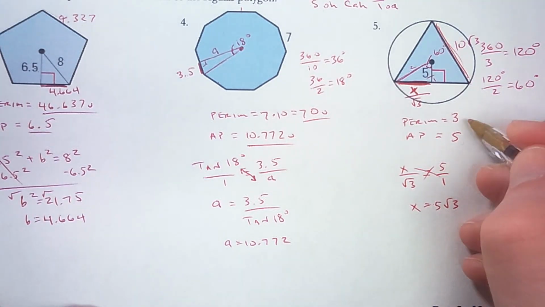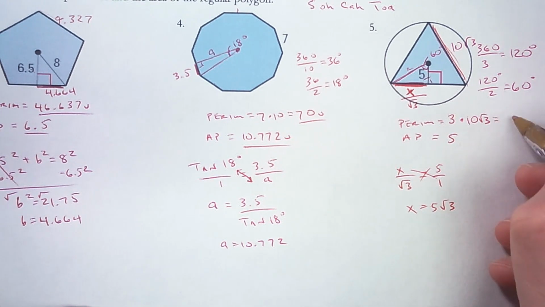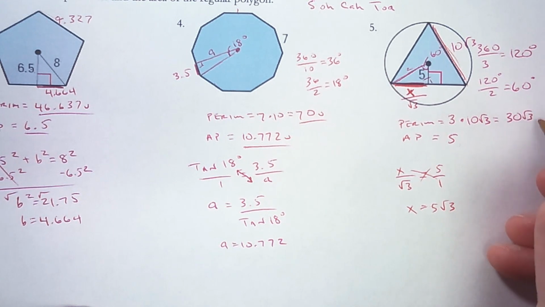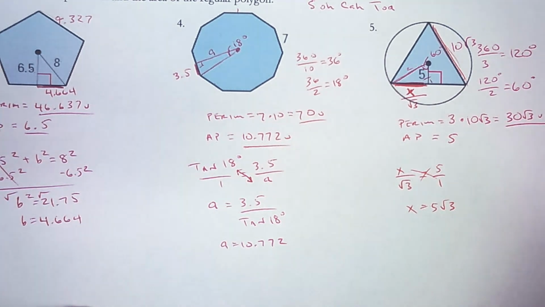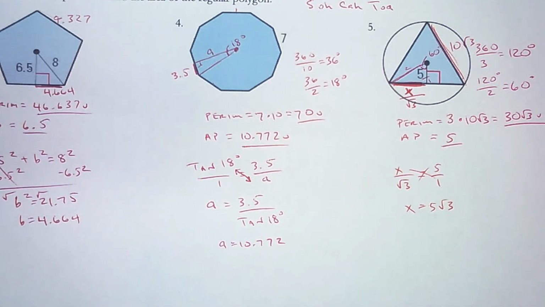So the perimeter, there are 3 sides, and each side is 10 times the square root of 3, so the perimeter is 30 times the square root of 3 units. And the apothem is 5 units.